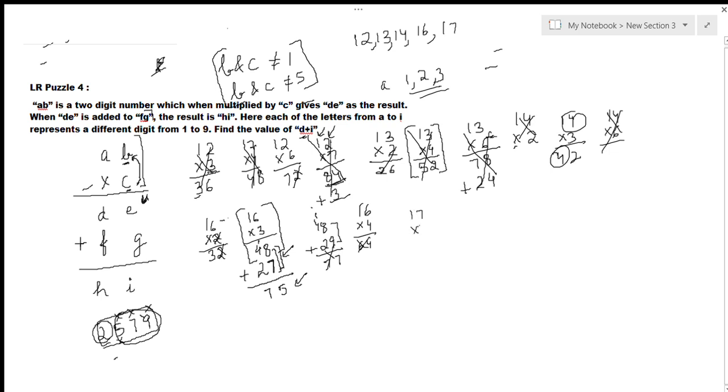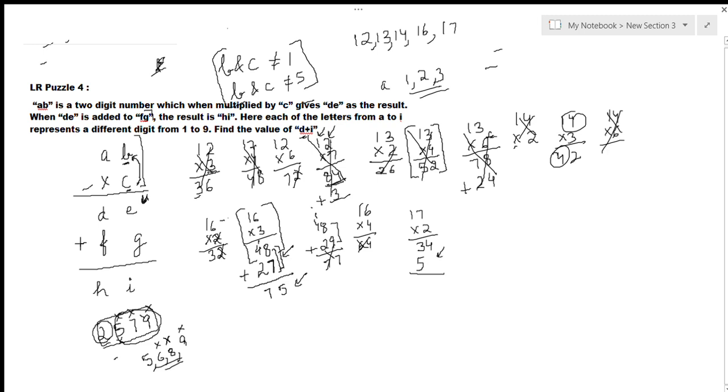17 into 2, 34. What are the digits remaining over here? We have used 1, 2, 3, 4. So digits remaining are 5, 6, 8, 9. See, I cannot write 90 something beneath 30, 34. I cannot write 80 something. I cannot write 60 something. The only possible thing that I can write over here is 5.